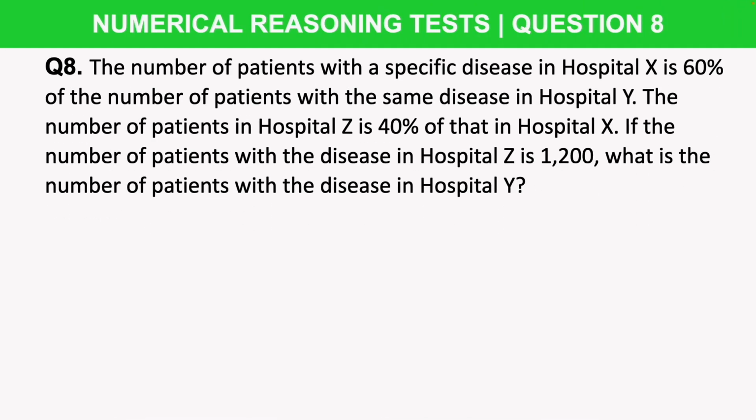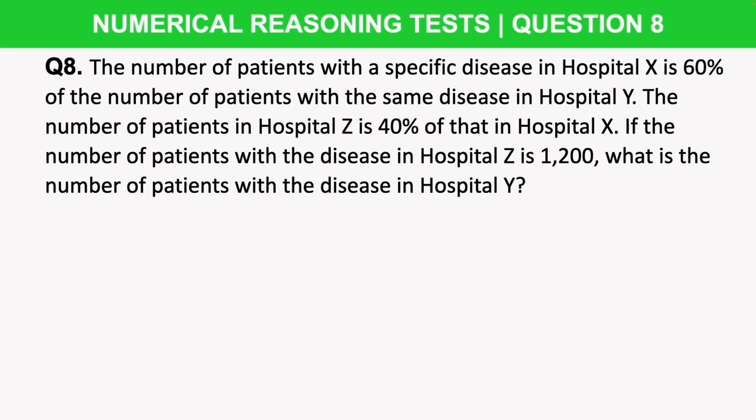So question 8 is this: the number of patients with a specific disease in hospital X is 60% of the number of patients with the same disease in hospital Y. The number of patients in hospital Z is 40% of that in hospital X. If the number of patients with the disease in hospital Z is 1,200, what is the number of patients with the disease in hospital Y?